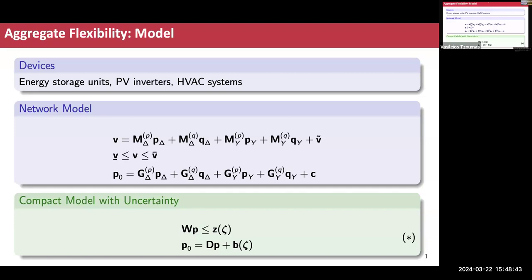And the constraint we impose is that the voltage has to be within lower and upper bounds. For distribution systems, these are normally tightly regulated voltage constraints. You cannot go beyond, for instance, a few percent of voltage deviation from the per unit value.